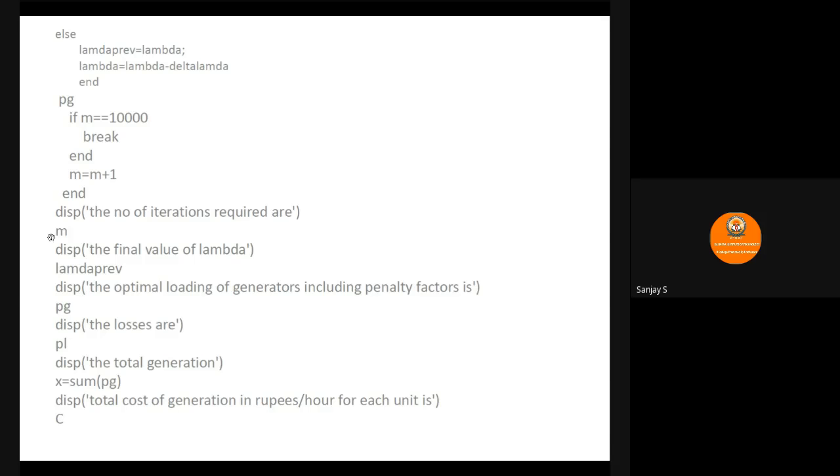Finally display the value of m, total iterations undergone, lambda previous, Pg, transmission loss PL, and x the total generation which is P1 plus P2, C the total cost of generation. So this finishes the program on optimal system operation or economic operation for a system with losses. So this finishes experiment number 7.